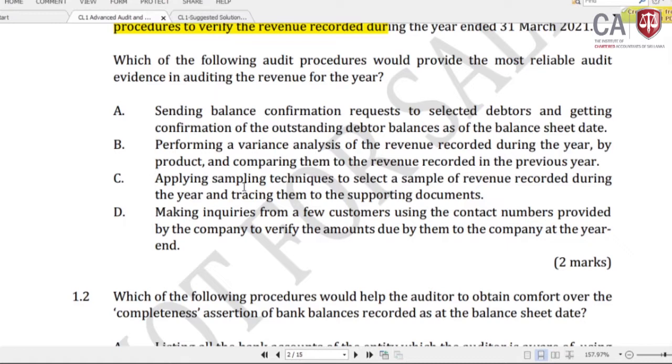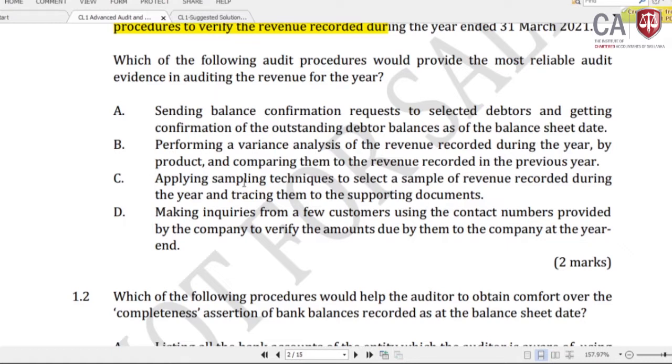Part C, applying sampling techniques to select a sample of revenue recorded during the year, tracing them to supporting documents. Part D, making inquiries from a few customers using the contact numbers provided by the company to verify the amounts due by them to the company at the year end.